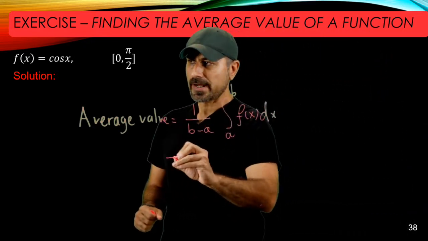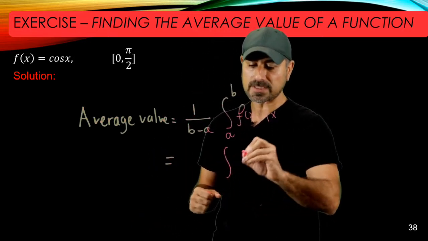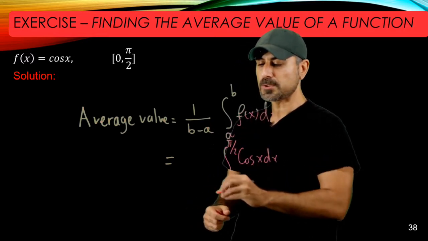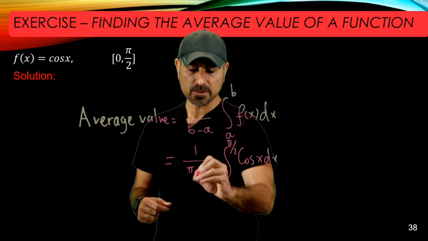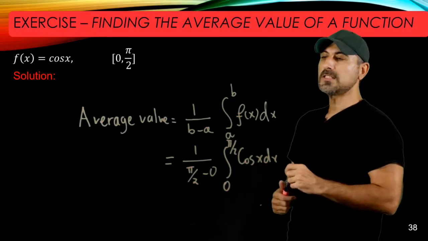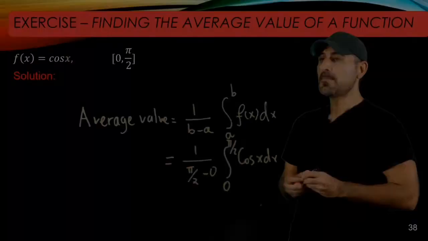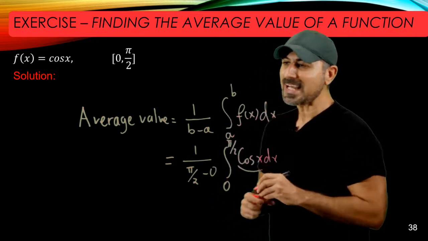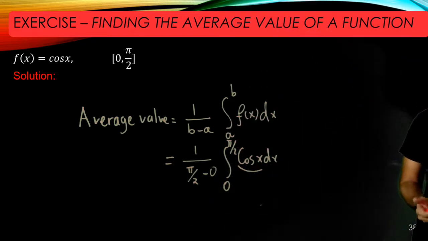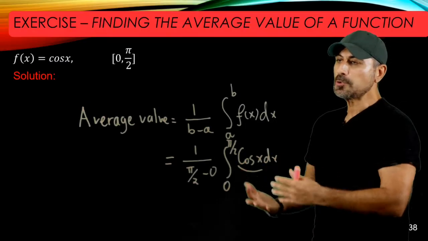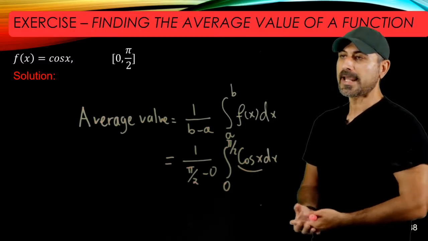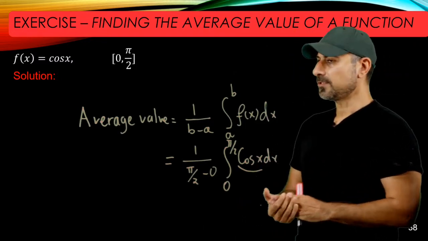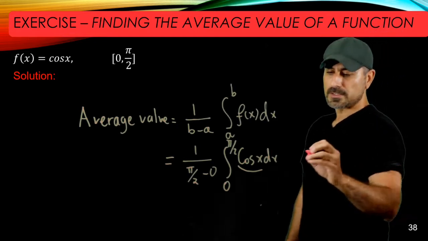So for our example, f of x is cosine x, and the lower limit is going to be 0. The upper limit is going to be pi over 2, so this ratio is going to be 1 over pi over 2 minus 0. All we're going to do is evaluate this definite integral by using the fundamental theorem of calculus. So for that reason, I need to know the antiderivative of the cosine function. In other words, you ask yourself, whose derivative is cosine x? For this purpose, you can use the derivative and integral formula card just to see whose derivative is cosine x.